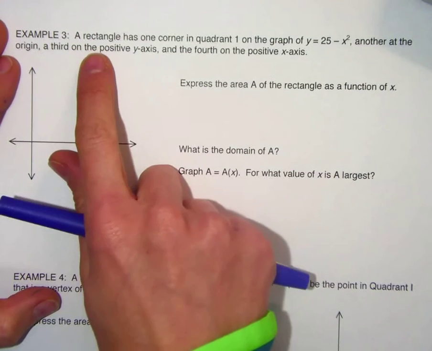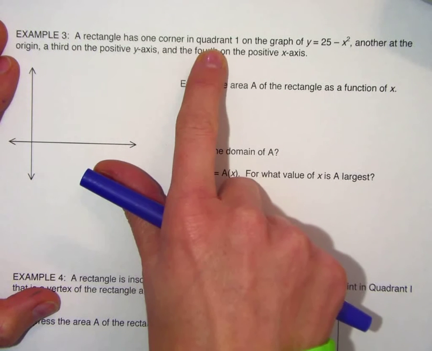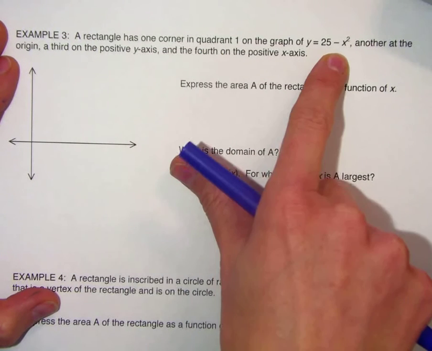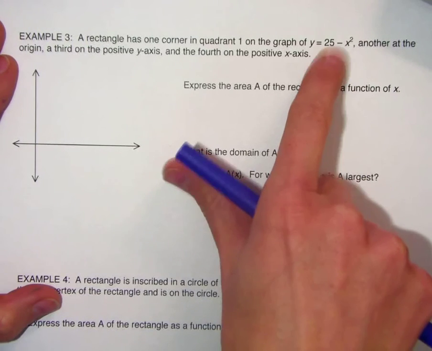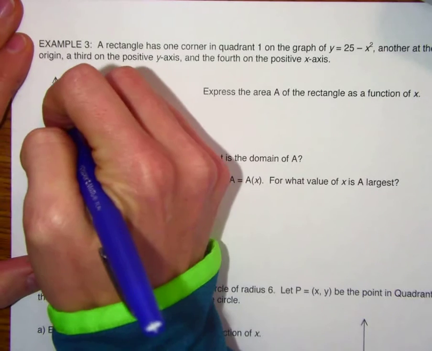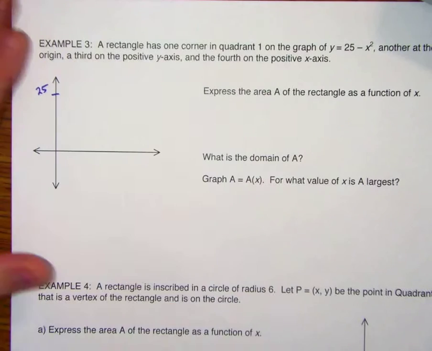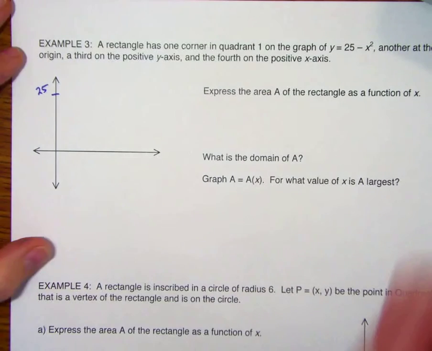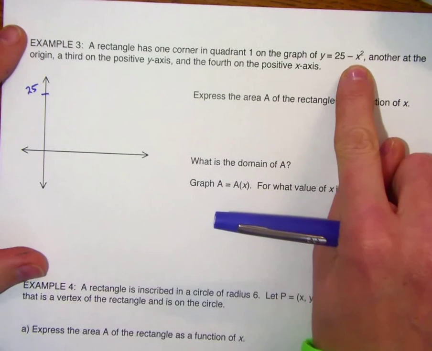A rectangle has one corner in quadrant 1 that is on the graph of 25 minus x squared. How do we graph 25 minus x squared? We're going to go 25 up, so I'll just put a 25 there, and then because of the negative, we know it's going down.